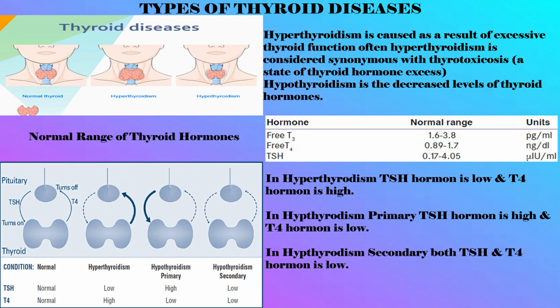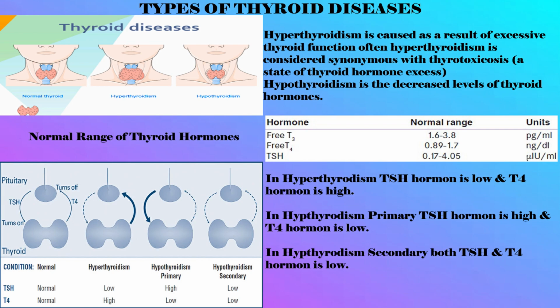Hyperthyroidism is caused as a result of excessive thyroid function. Hyperthyroidism is considered synonymous with thyrotoxicosis, a state of thyroid hormone excess. Hypothyroidism is the decreased level of thyroid hormones.